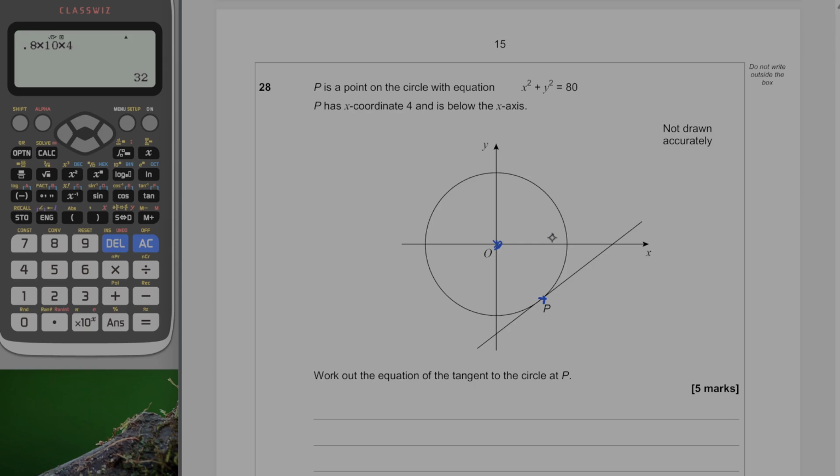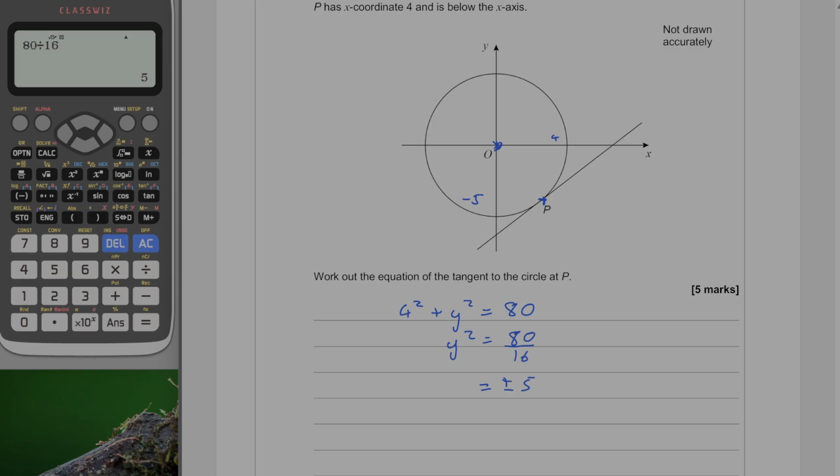So it has an x coordinate of 4. So 4 squared plus y squared is equal to 80. So y squared is going to be equal to 80 divided by 16, which is going to be plus or minus 5. And we've been told that it's the negative version, so it's minus 5. So the coordinate of P is going to be 4, minus 5.